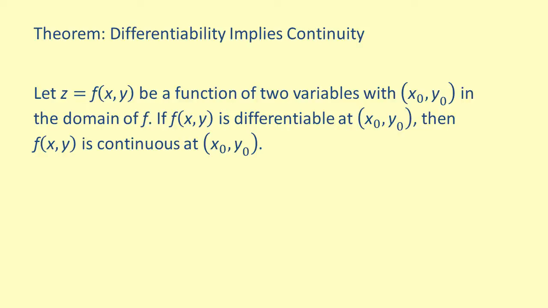Let's look at a theorem that relates differentiability and continuity. If a function f(x, y) is differentiable at a point (x0, y0) in its domain, then the function is continuous at (x0, y0). We have seen this result before with functions of a single variable. And just like with those functions, this implication only goes one way. Just because a function is continuous at a point doesn't mean that it is differentiable at that point.